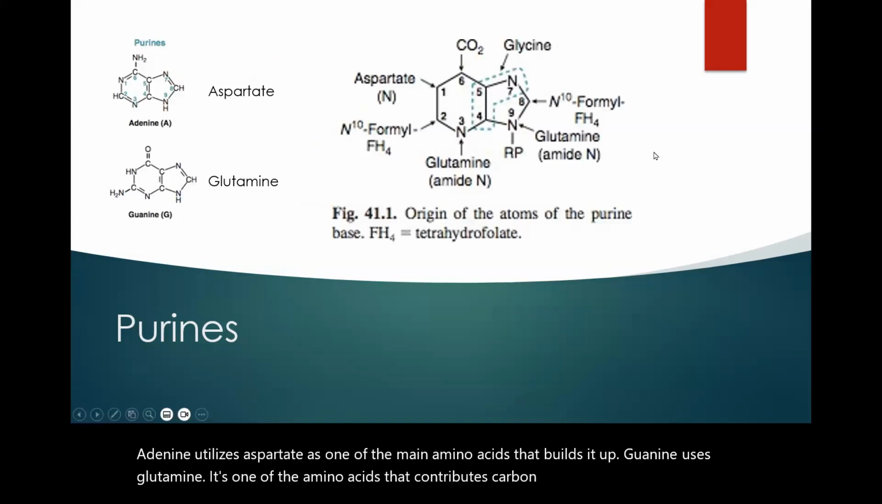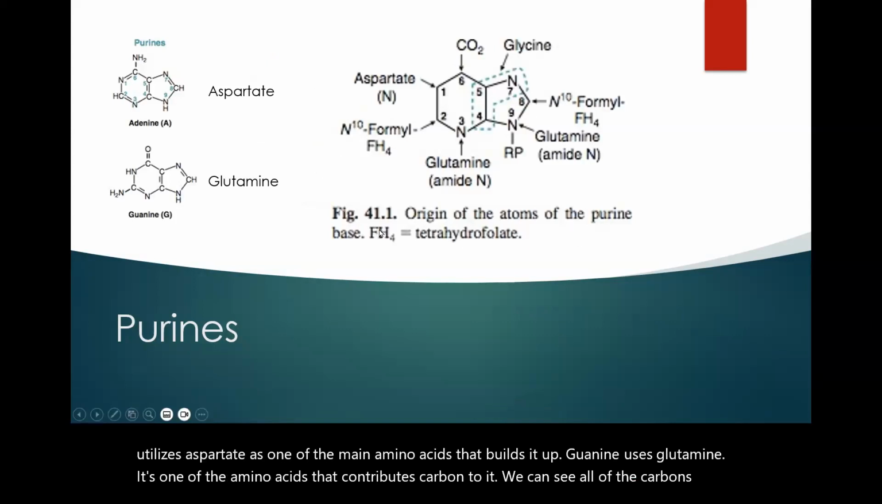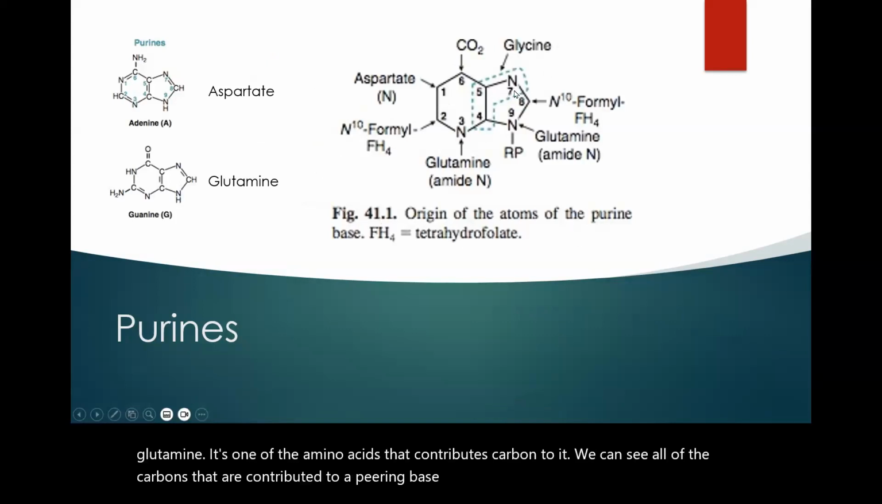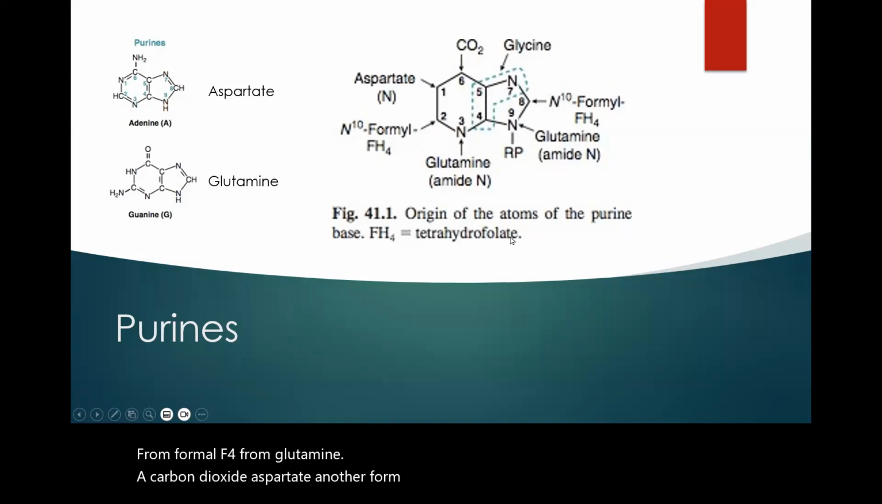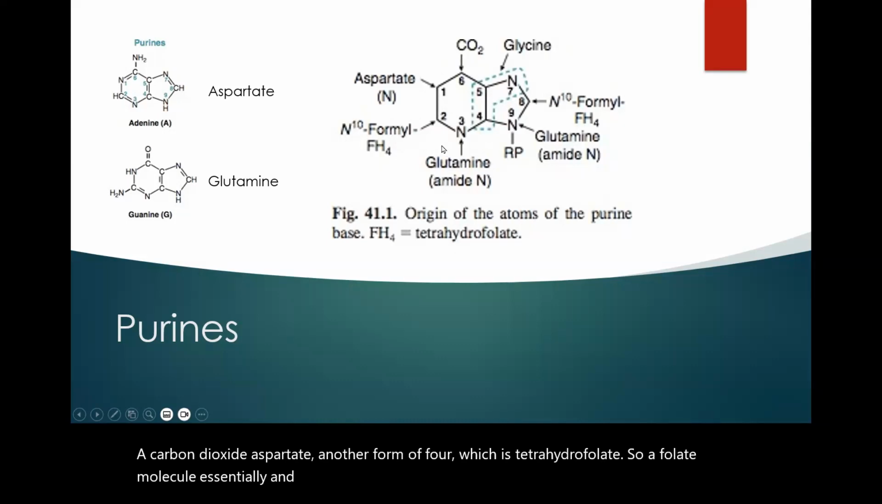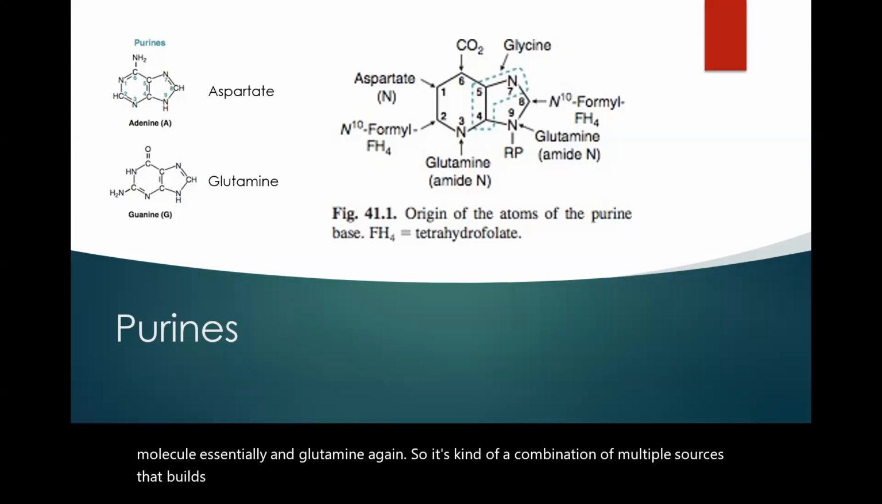We can see all of the carbons that are contributed to a purine base here. So this is a purine base. We see carbons being contributed from glycine, from formyl F4, from glutamine, a carbon dioxide, aspartate, another formyl F4, which is tetrahydrofolate, so a folate molecule essentially, and glutamine again. So it's kind of a combination of multiple sources that builds up our purine molecules. And then we have the 2 specialized versions here, adenine and guanine.